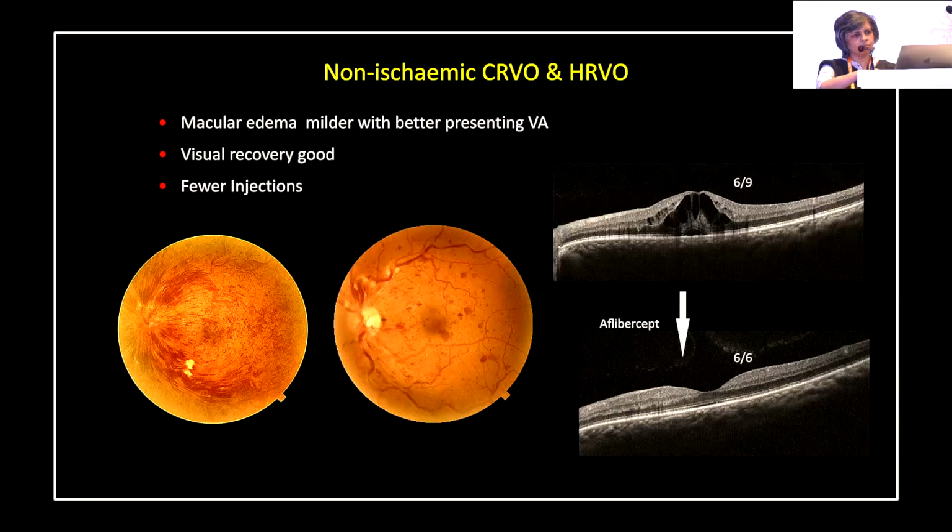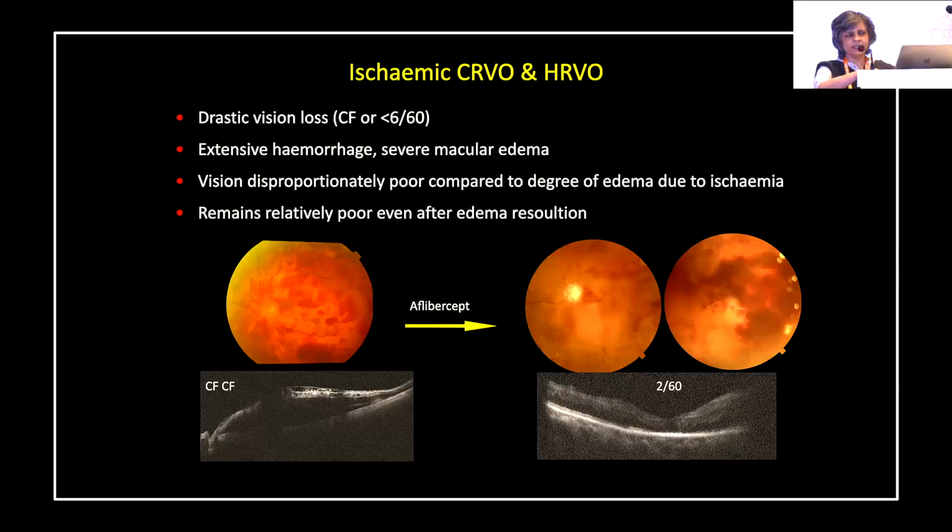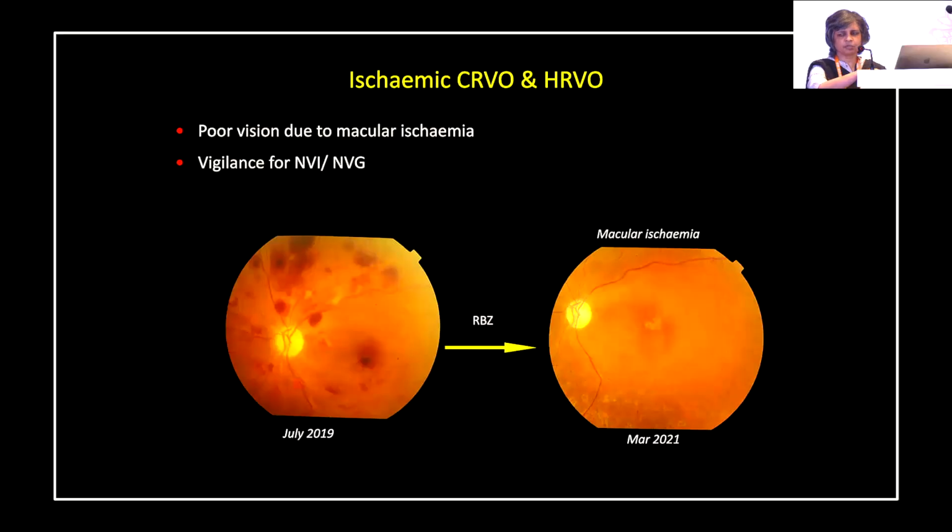One of the commonest diseases is non-ischemic CRVO, where the macular edema is milder, the presenting vision is relatively good, and they generally recover good vision with injections, though macular edema is often recurrent and requires several injections. On the other hand, the ischemic variety comes with very drastic vision loss, extensive hemorrhages, severe macular edema, or even if the macular edema is not severe, the vision is disproportionately poor because of ischemia. And even after treatment, the vision remains poor because of macular ischemia.